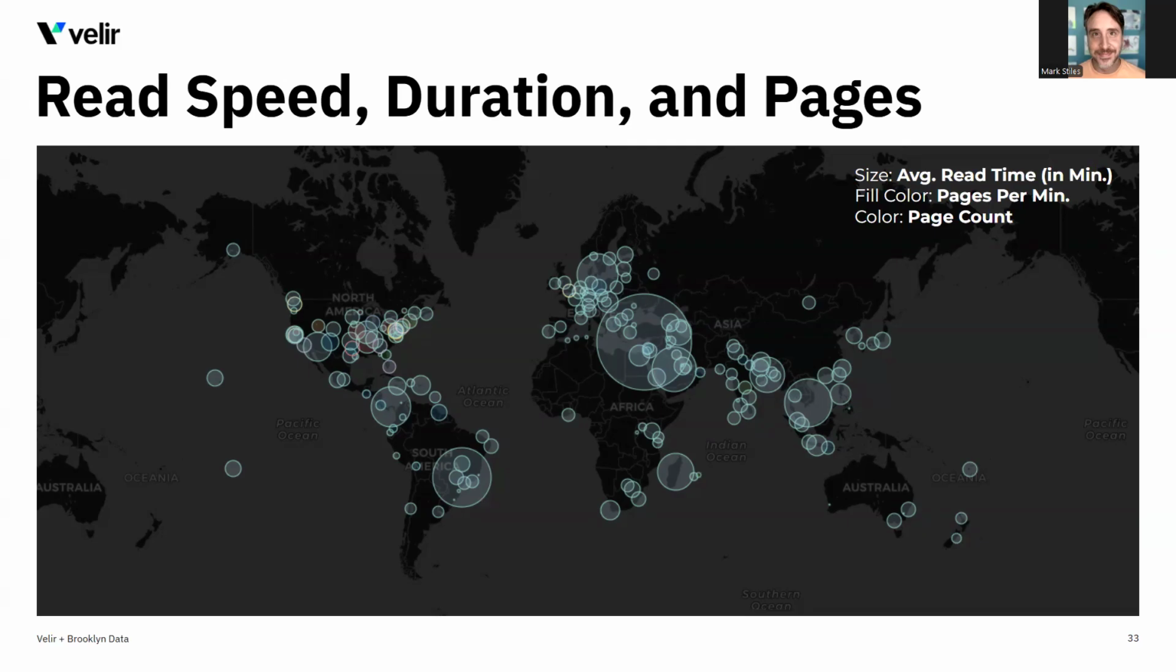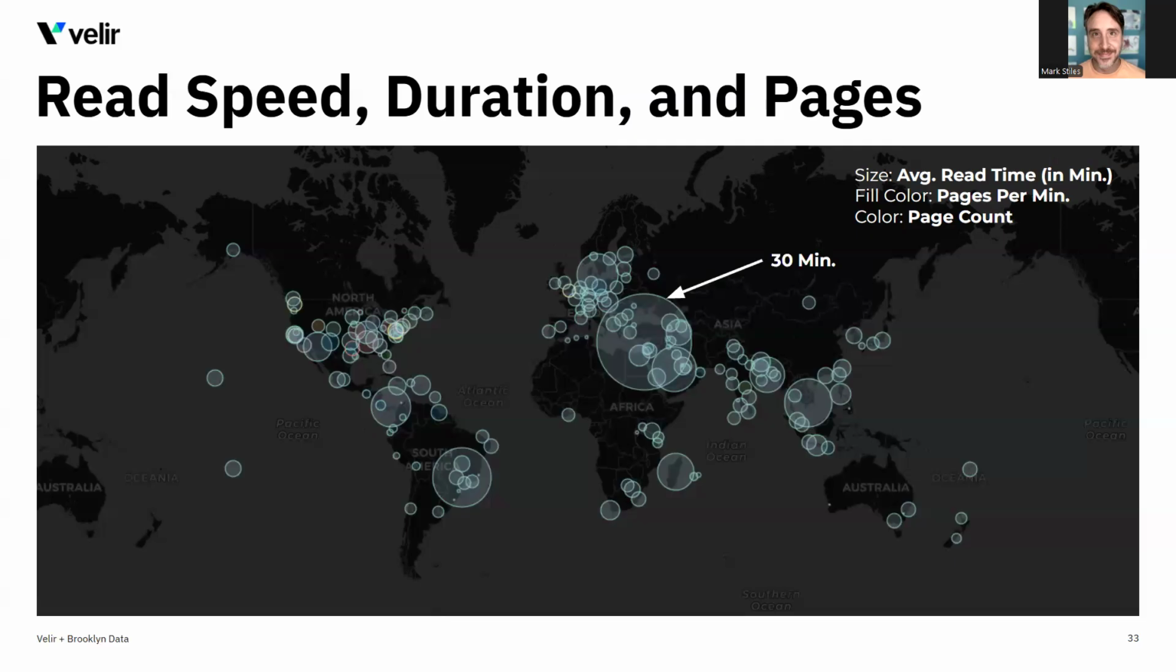What we're looking at here, the bubbles, the size of the bubble is the average read time. So the biggest bubble is the one where they read the longest in minutes. The fill color inside that bubble is how quickly they read. And then the border color is the number of pages that they read. This one right here is about 30 minutes, and that's Cyprus. I would put money that the client didn't know that their best readers were in Cyprus.